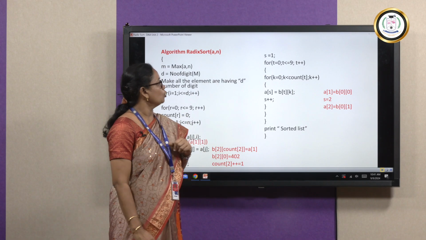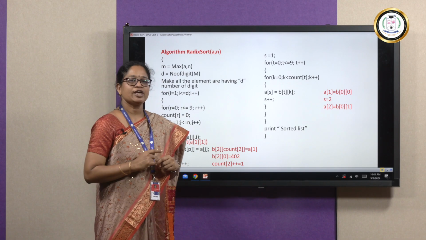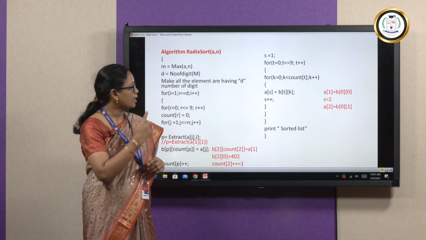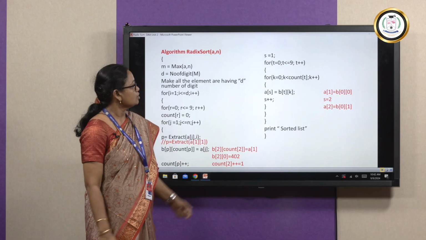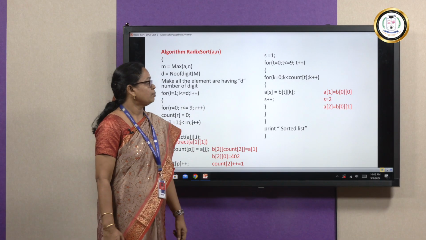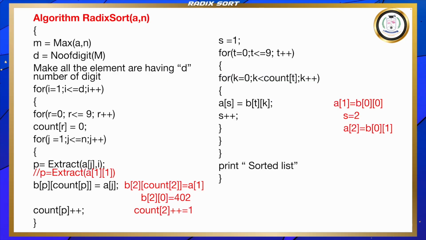So the next for loop. We have the variable s equal to 1 and we have nested loops: for t equal to 0, t less than or equal to 9, t plus plus. Again we have k equal to 0, k less than count of t, k plus plus. So this is the place where we are sorting. Finally we insert the elements from the buckets, that is elements from each and every row in the radix sort, into the A array.